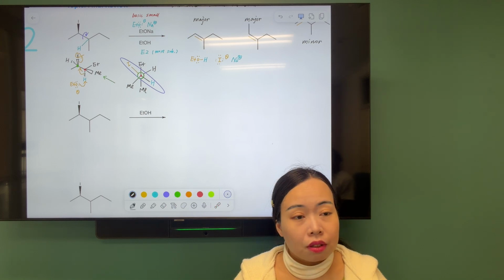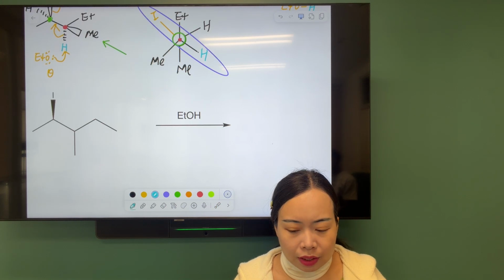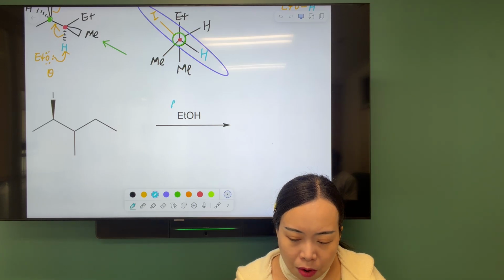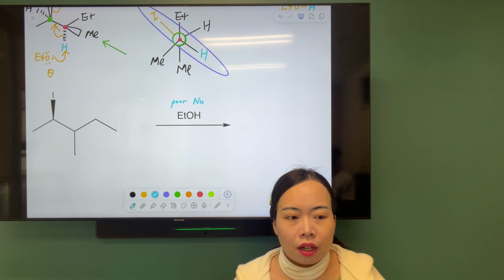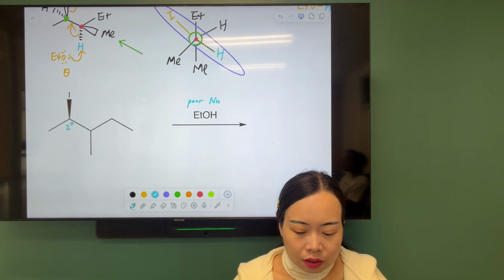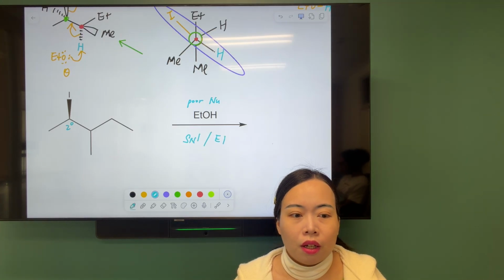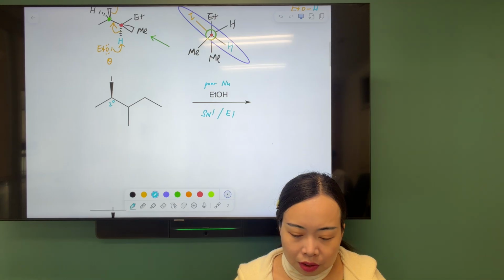This is going to be a totally different story because now this is all covalent bonding. Ethanol is a poor nucleophile. Yeah, it entered the first column of our table. We do have a secondary, so this is going to go through SN1 and E1 because they are always going to be sharing the first step.